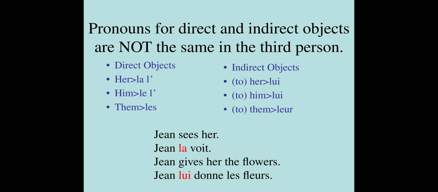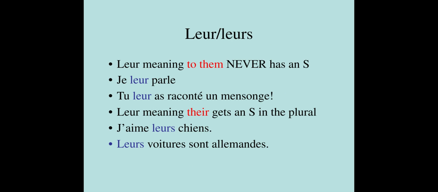not the same pronouns. With leur, leur meaning to them is never ever going to have an S on the end. So if I wanted to say I'm talking to them, I'd say je leur parle. If I want to say that I had told them a message, it's tu leur as raconté un message. But when I'm using leur as their, a possessive adjective, I put an S on the end in the plural.